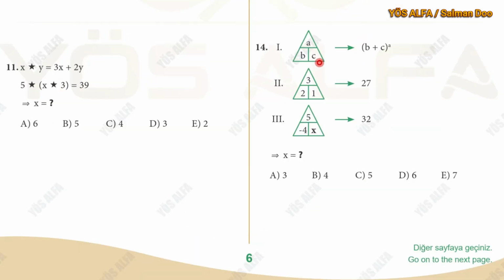14. The formula for this shape is given. We're asked to find this. Okay, let's write it down. B and C is minus 4 and x, so minus 4 plus x, the whole power 5 is equal to 32, which is 2 to the 5. So we have minus 4 plus x is equal to 2. From here, x is 6. So the answer is D.